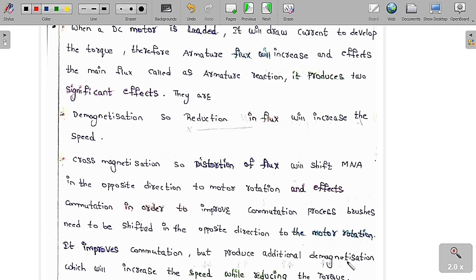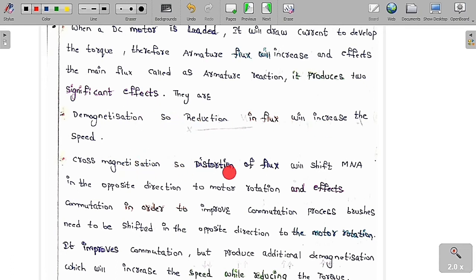So these are the things that I have already told you. Whenever a DC motor is loaded, it will draw current to develop the torque. Therefore the armature flux increases and it affects the main field flux. It is called armature reaction. It produces two significant effects: demagnetization. Reduction in flux will increase the speed.